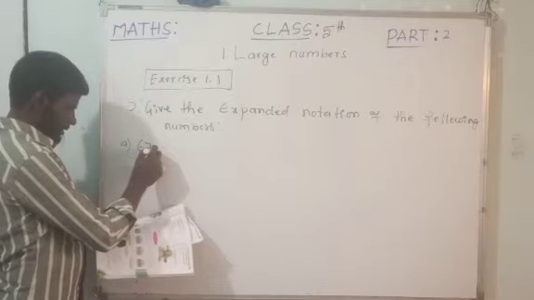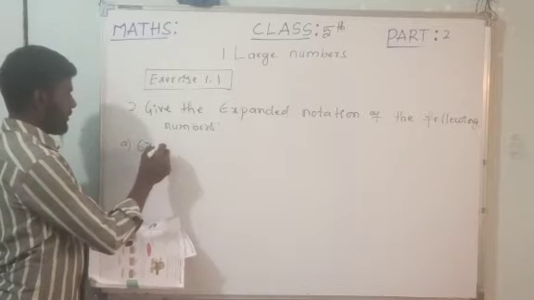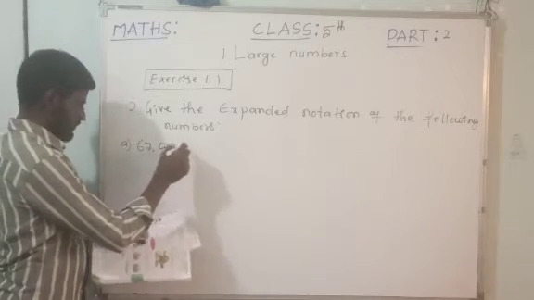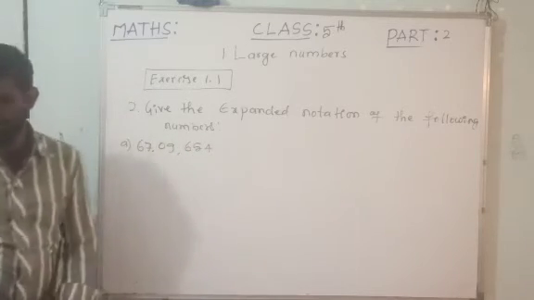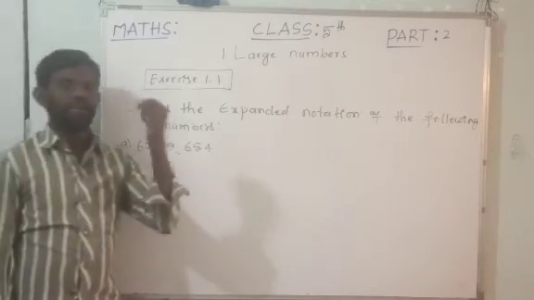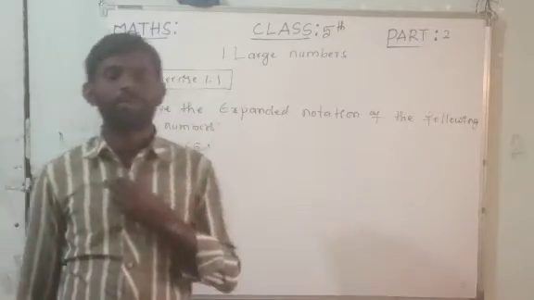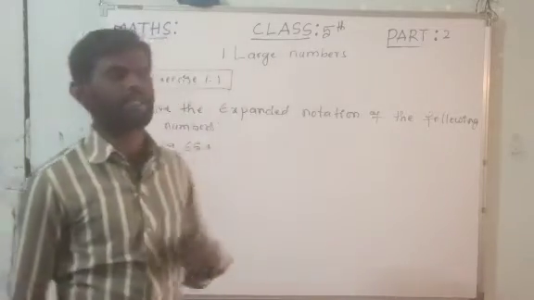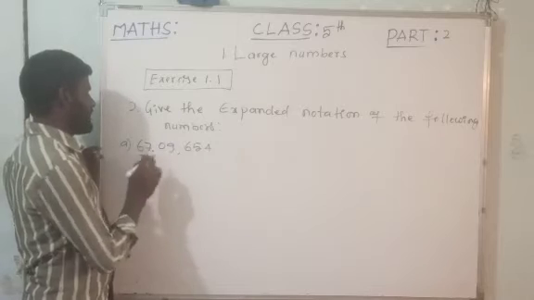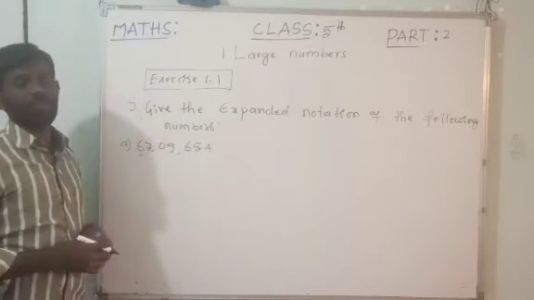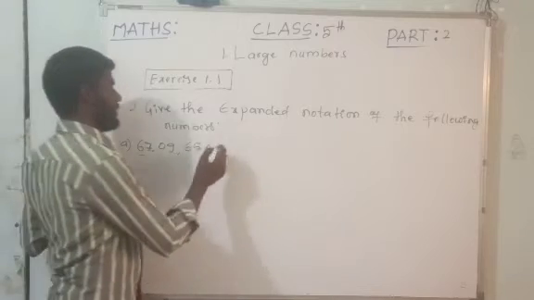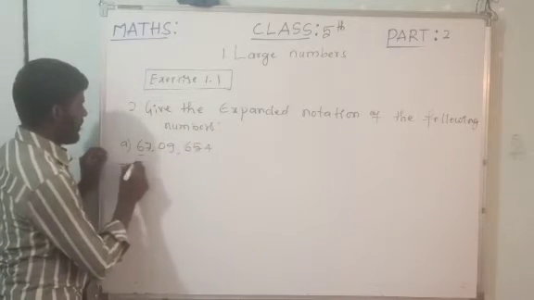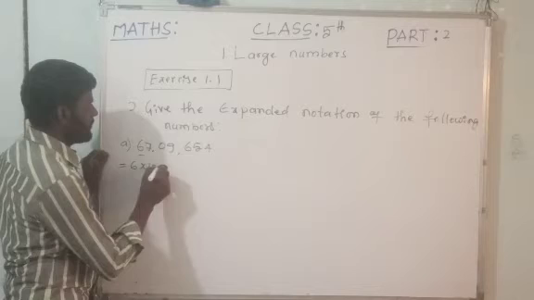67 lakh 9,654. Dear children, you know that expanded notation means, when you are writing the expanded notation, we need to use the place value chart. With the help of the place value chart, take 6. 6 is present in the place of 10 lakh. I will write this as 6 into 10 lakh.